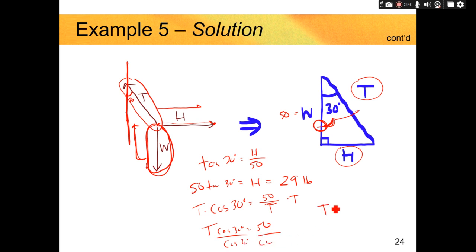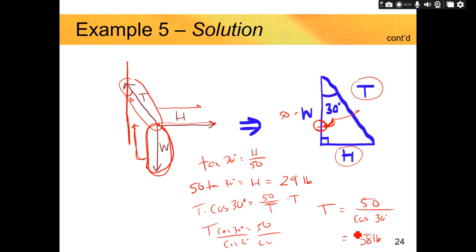So I know T equals 50 over cosine of 30 degrees. The answer is 58, I heard. Is that right? 58 pounds. Okay, now let's get our notation correct real quick.